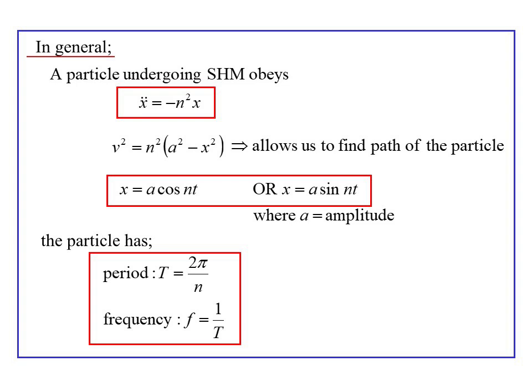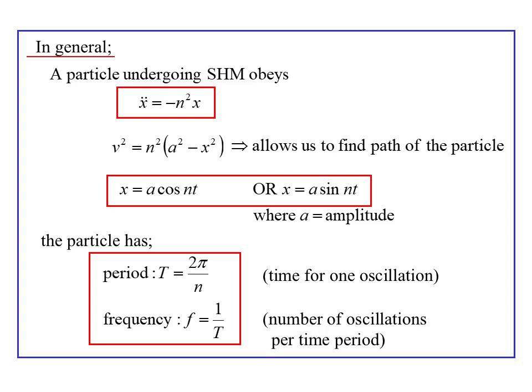It's a trig curve, 2 pi on n. But the other thing we talk about is frequency. And frequency is the reciprocal of the period. Because period is basically saying how long does it take for one oscillation, so go backwards and forwards. Whereas frequency is saying how many oscillations are there per time period. So one's the reciprocal of the other.